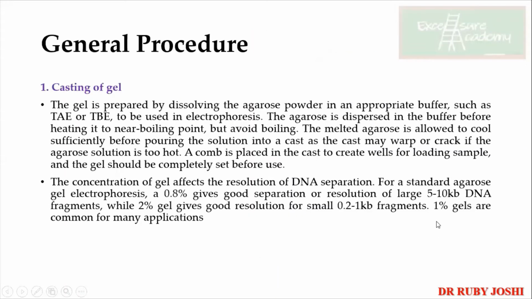Now general procedure. So yeah, I mean, we are just going to read once about the general procedure, but it is very simple. आप अपना बफर लेते हो, उसमें आप अपना अगारोस बनाते हो, हीट करते हो, अपना अगारोस उसको सॉलिडिफाई करोगे जेल कास्टर में, and then you're going to make the well also. At the end, nothing is put into the buffer, load your sample, allow it to run. ठीक है? So the gel is prepared by dissolving the agarose powder in an appropriate buffer.